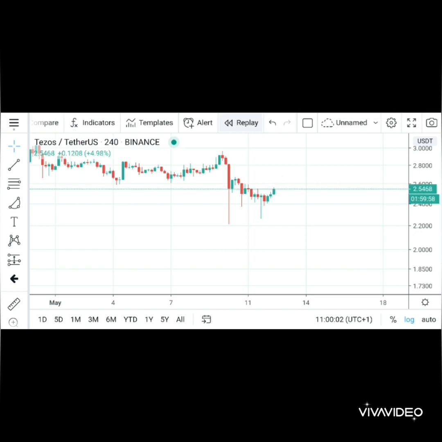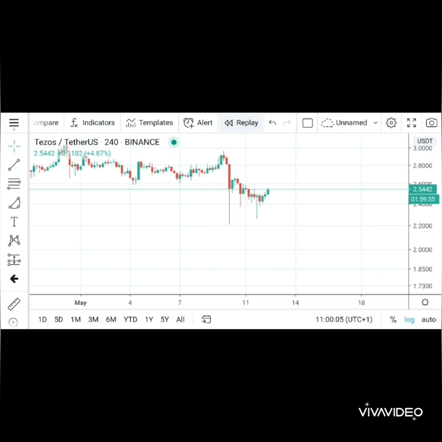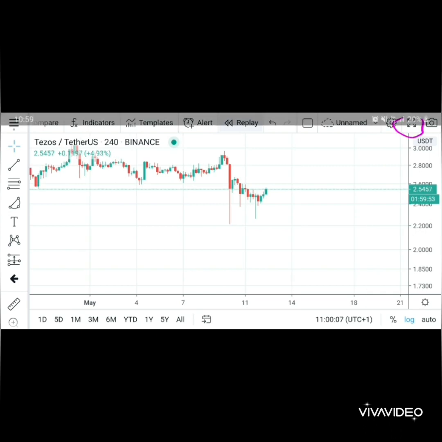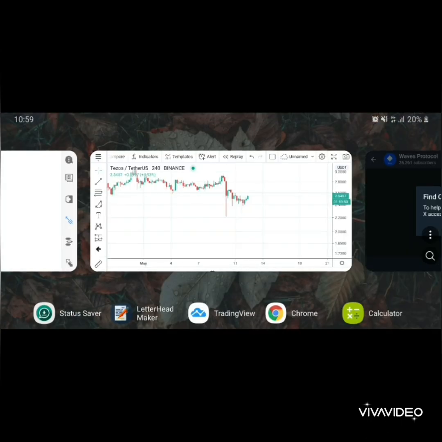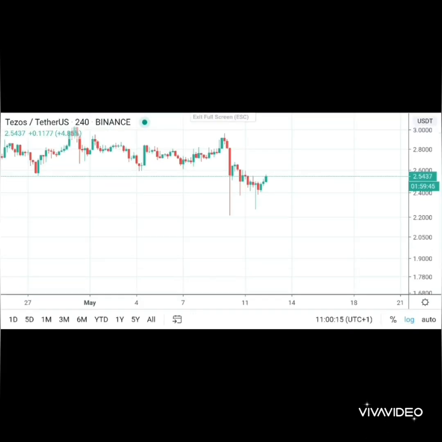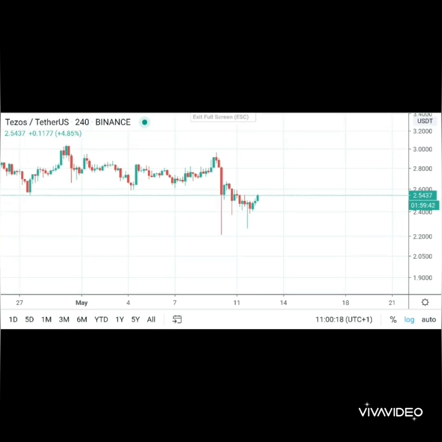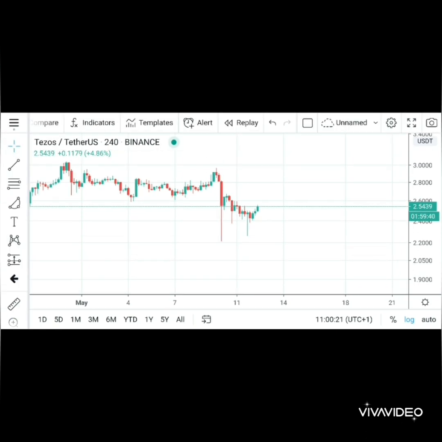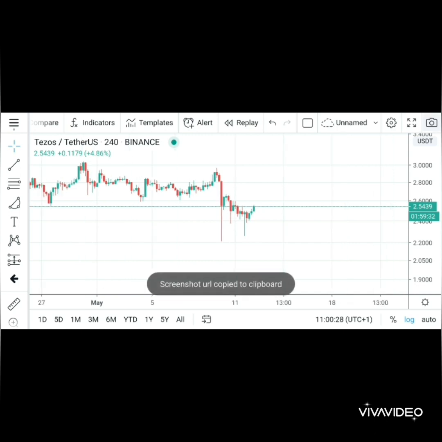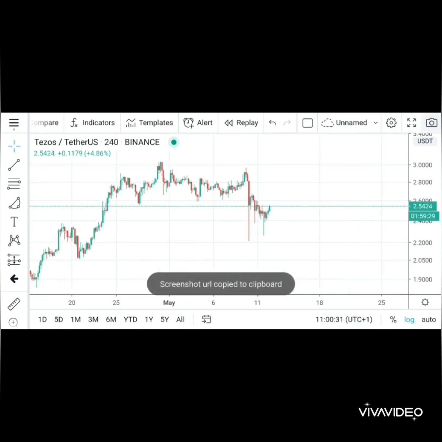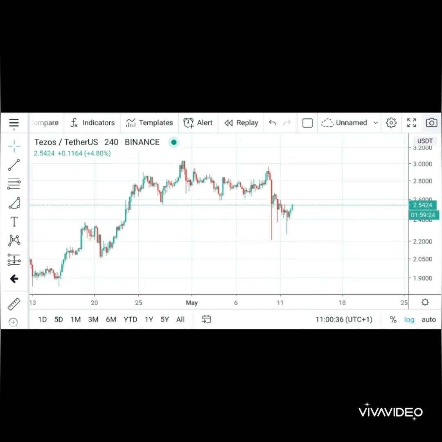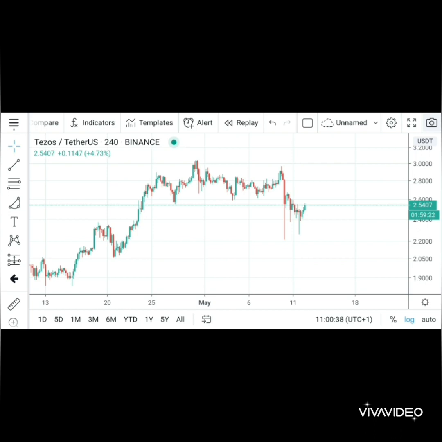So that's it. We also have this one over here to change your chart to full screen, for example like this. And you use this one to take screenshots after doing your analysis. Let's say I want to take a screenshot now. You can see, I'll just go to my Chrome browser or any other browser and paste it, then download. So that's it about TradingView.